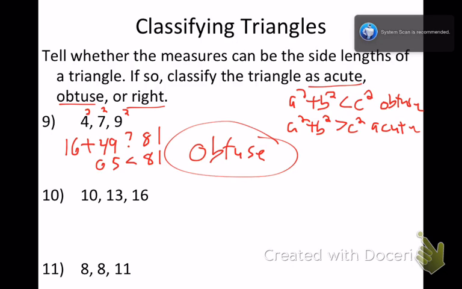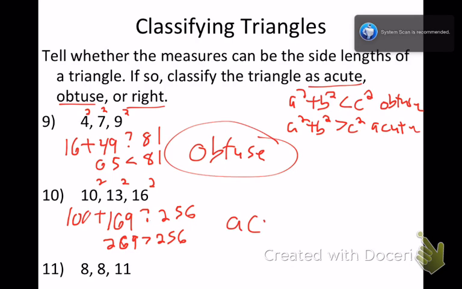So let's check 10, 13, 16. So I square them. 10 squared is 100, plus 13 squared is 169. And I'm checking that in relationship to 16 squared, which is 256. 100 plus 169 is 269. 269 is greater than 256. Therefore, it is acute.